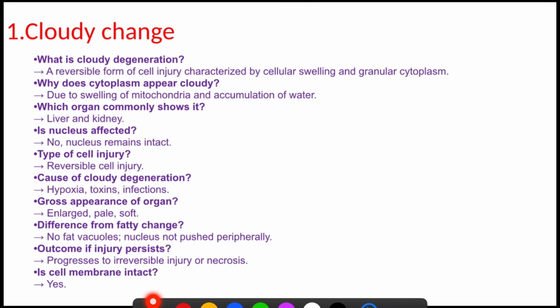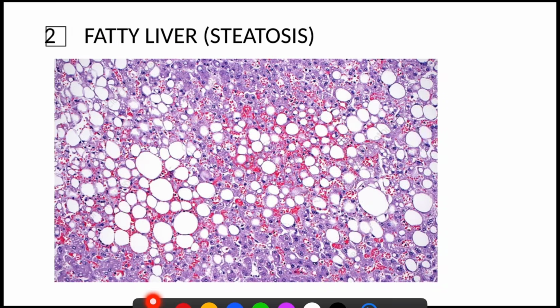So these are some Viva questions which can be asked in your exam. So what is cloudy degeneration? Why does this cloudy appearance is visible? So all these questions are important for the Viva. Now second slide is fatty liver.